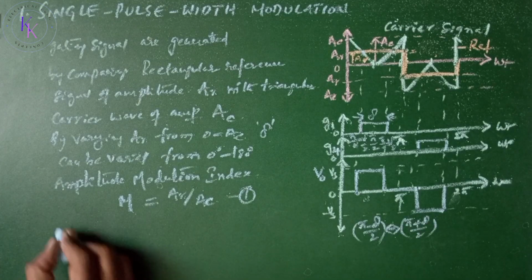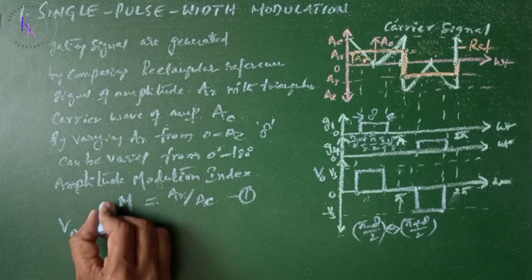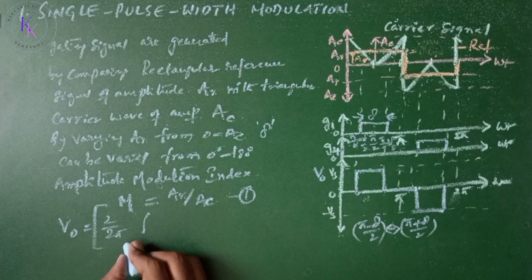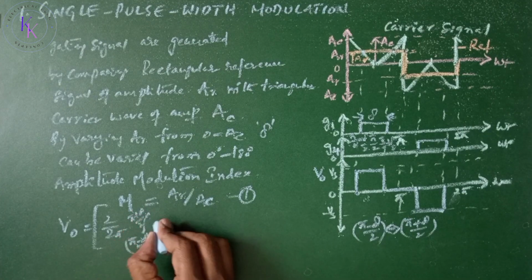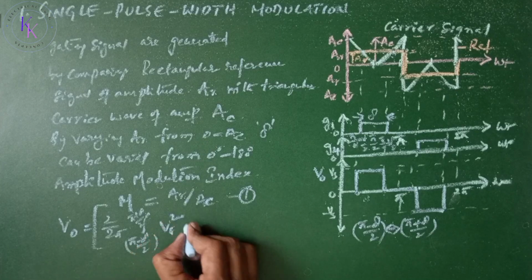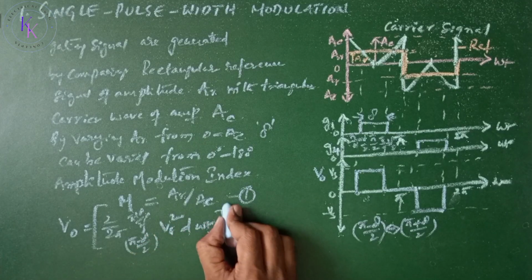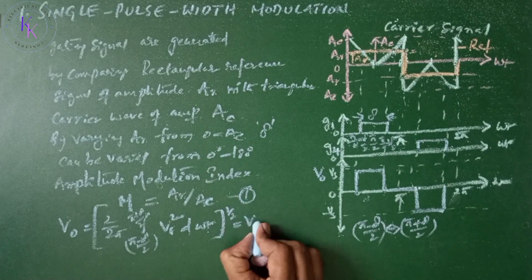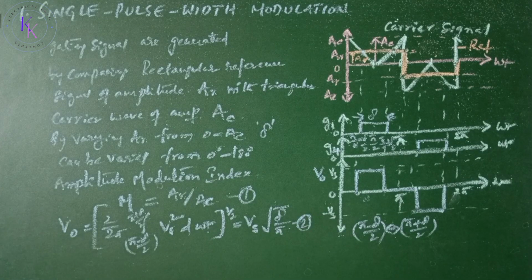The RMS output voltage V0 equals the square root of 1 by 2 pi times the integral from pi minus delta by 2 to pi plus delta by 2 of Vs square d omega t. When you solve this, you are going to get Vs times the square root of delta by pi. Let it be equation number 2.